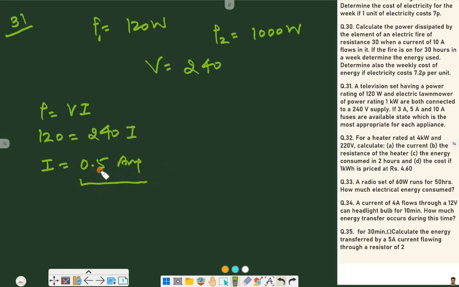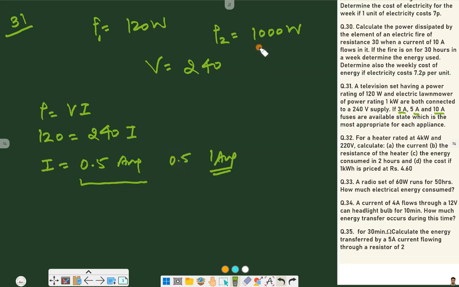Your current is 0.5, but you have fuses for 3 ampere, 5 ampere and 10 ampere. So you cannot use any of these mentioned fuses. So from these values of fuses, we have 3 ampere, 5 ampere and 10 ampere. None of the fuses is properly applicable to this instrument. A fuse having around 0.5 or suppose 1 ampere rating should be suitable for this type of instrument.